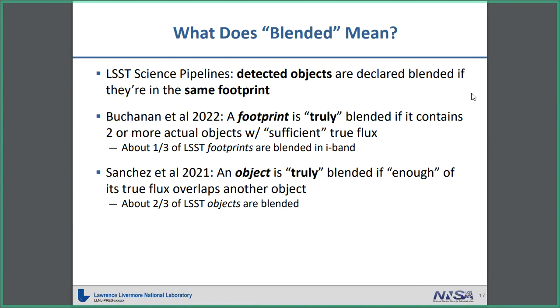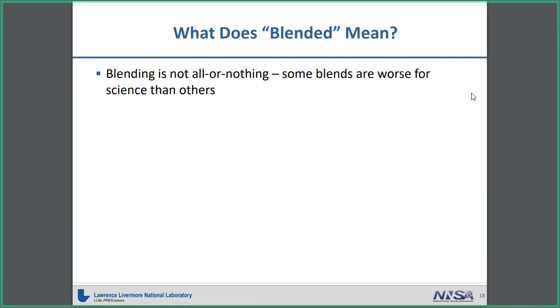There have been several other definitions of what blending is put forward. I was looking at footprints in a paper that I wrote, so I said that a footprint is truly blended if it contains 2 or more objects that are sufficiently bright. Sanchez et al. 2021 wrote that an object is truly blended with another object if a sufficient amount of its flux overlaps. These are weasel words, sufficient, enough. This illustrates the point that blending is really not an all or nothing decision. Blending is a spectrum of things along several different axes.